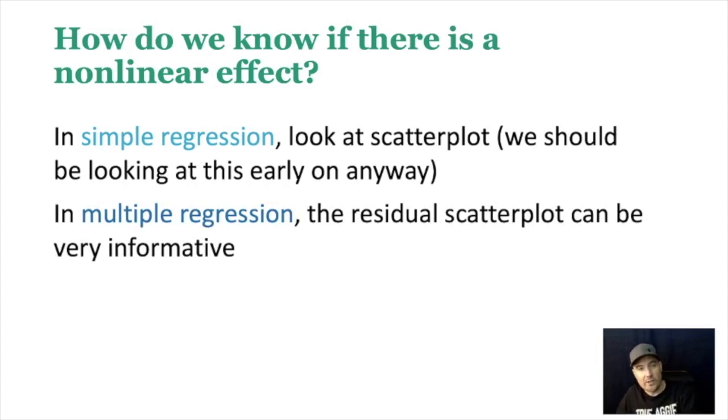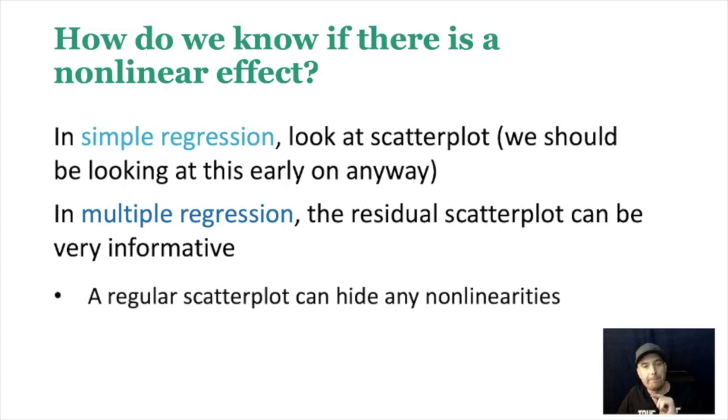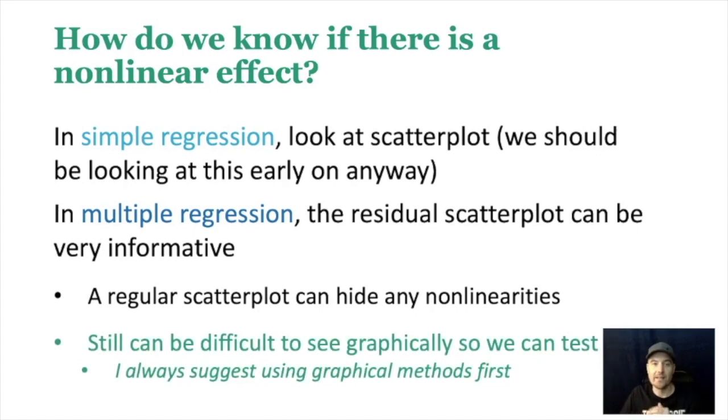However, in multiple regression, the residual scatter plot can be very informative, because the regular scatter plot can hide nonlinearities, but it still can be really difficult to see graphically. A lot of nonlinear relationships are subtle. They're not super strong. That makes it so it can be very difficult to see. So I always suggest checking using the graphical methods first, looking at residual plots. But you also can test it.